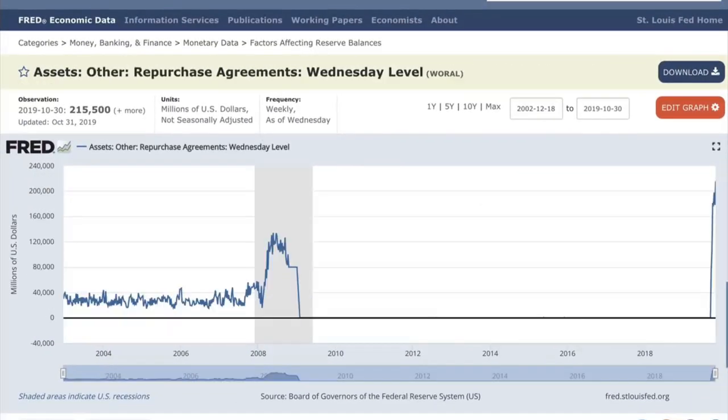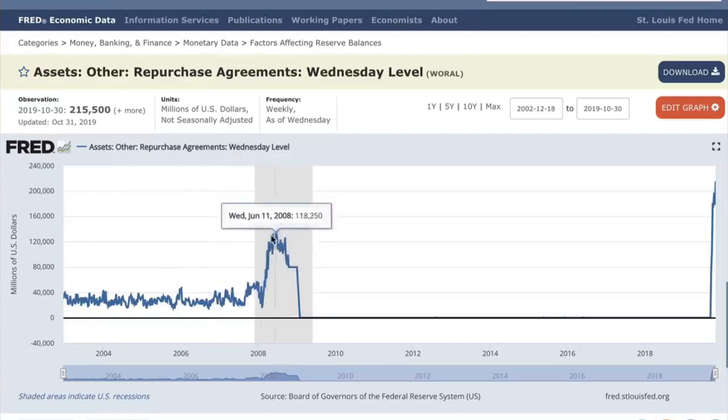So where is that? This is repurchase agreements, which they used to do on a regular basis. Most of these are overnight repos. Some of them are longer, but repurchase agreements are usually overnight loans that the Federal Reserve makes. The bank promises to repurchase the asset that they're loaning to the Federal Reserve and getting a loan against, the collateral. They promise to repurchase it the next day.